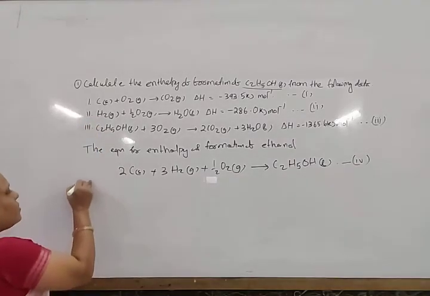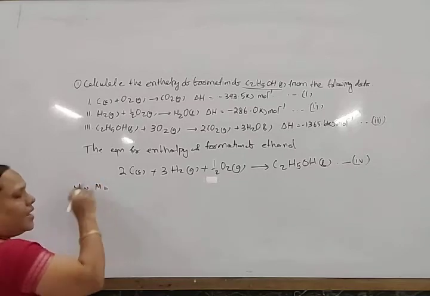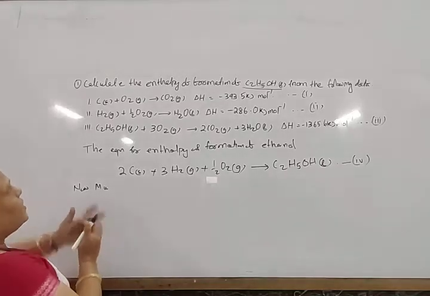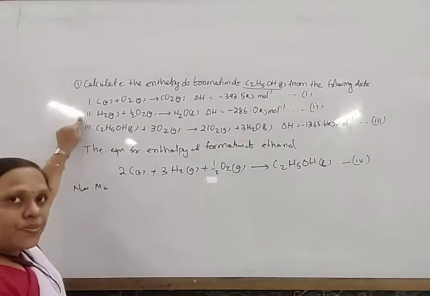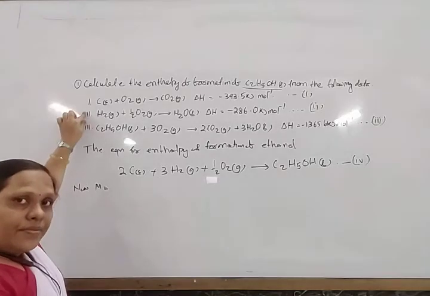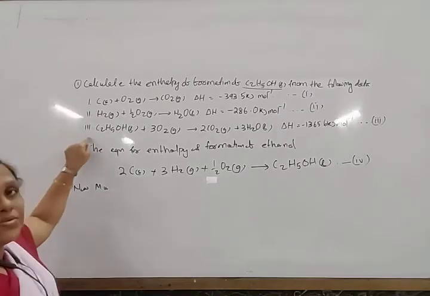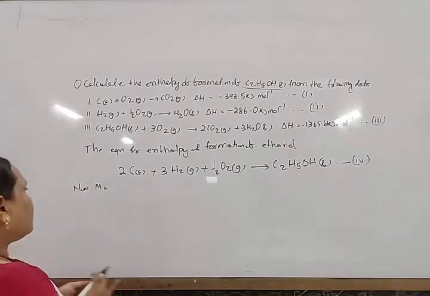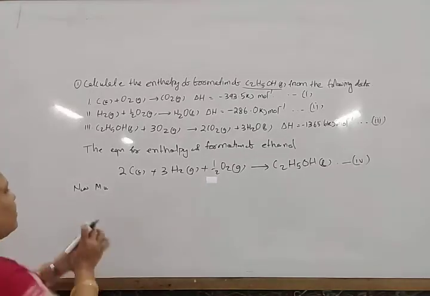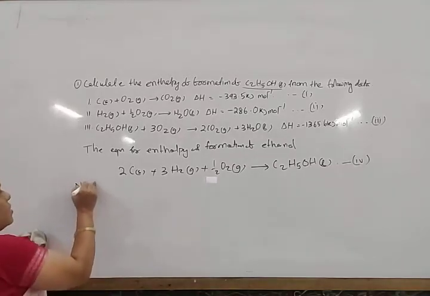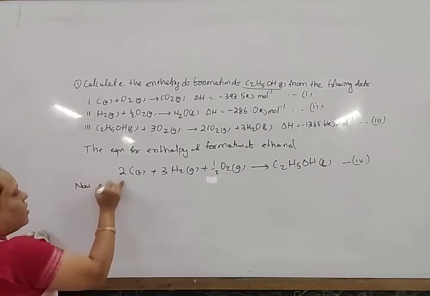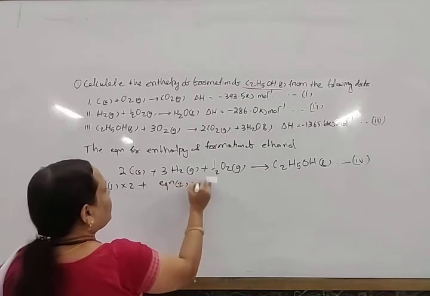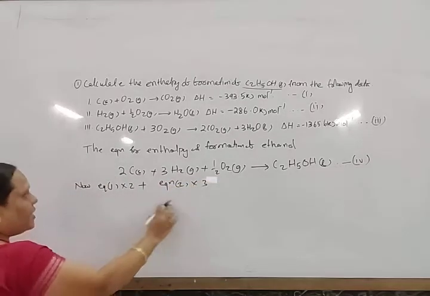Multiply equation 1 by 2, equation 2 by 3, then add them, and from that subtract equation 3, so that you can find equation 4 here. Look here. Now equation 1 into 2 plus equation 2 into 3. What do we get? I am writing here.